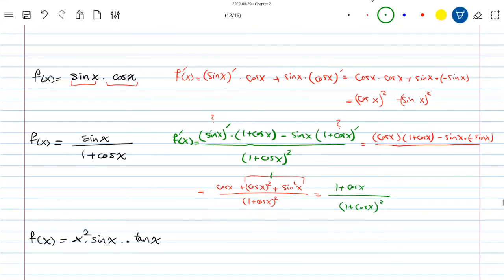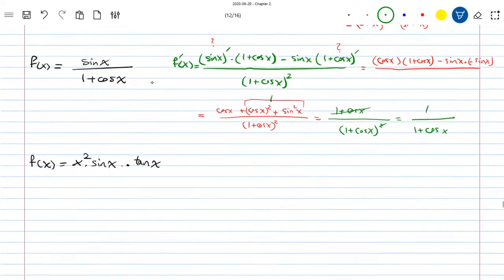You should see that you can simplify this. You can cancel out one of the 1 plus cosines in the numerator and one in the denominator. So you get 1 over 1 plus cosine x. You can cancel out this guy. Okay, so this is the derivative of sine x divided by 1 plus cosine x.